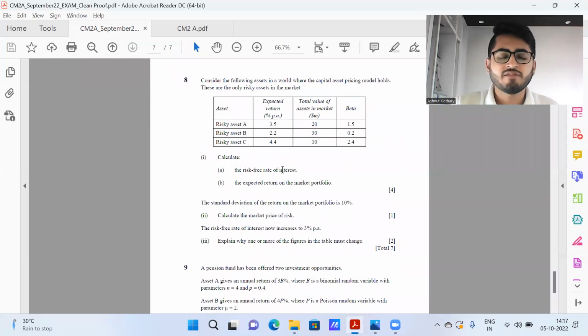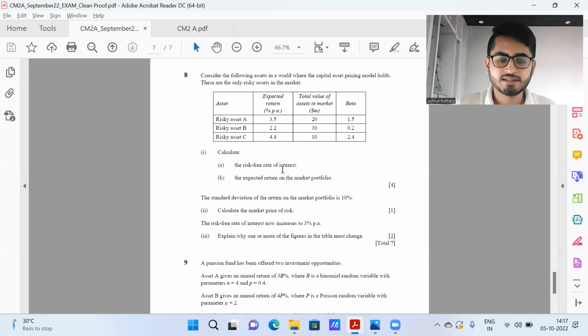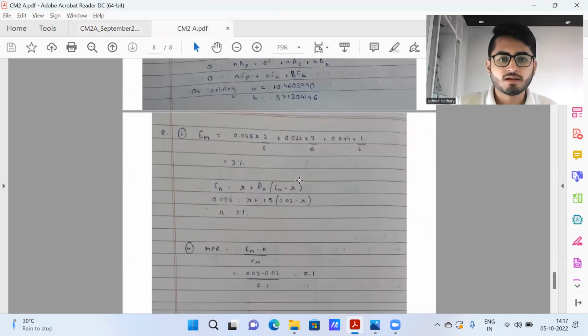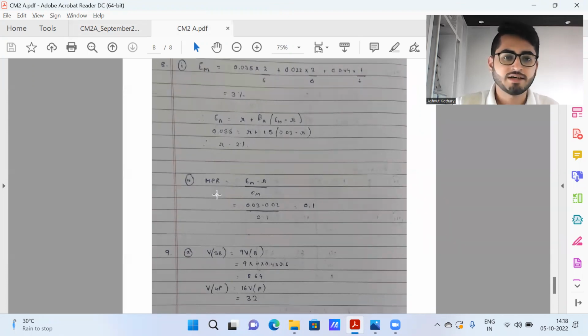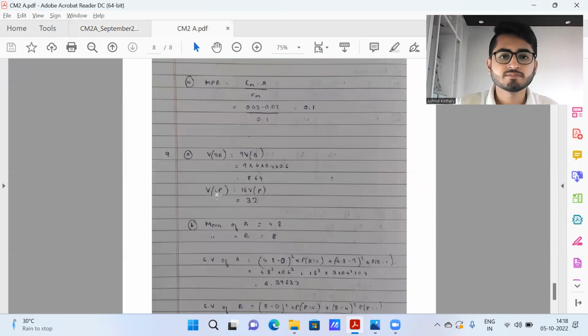So this was question 7. Now questions 8 and 9. We're left with question number 8. Again, an easy question. Even question number 9 was a pretty easy question. So for question number 8, first I found out E(M), the expected return on the market, then the risk-free rate, and then the market price of risk. So this was 8 parts 1 and 2. Then 9.